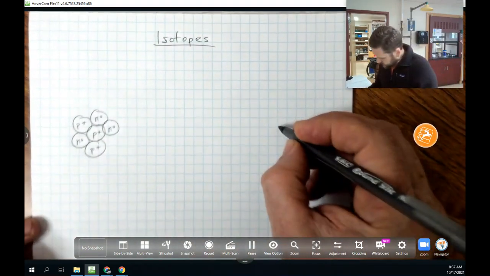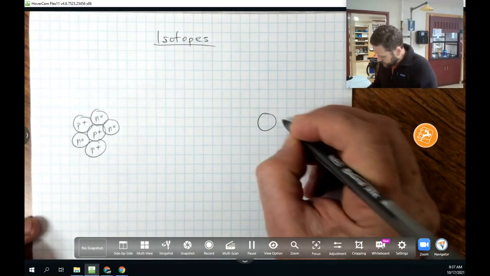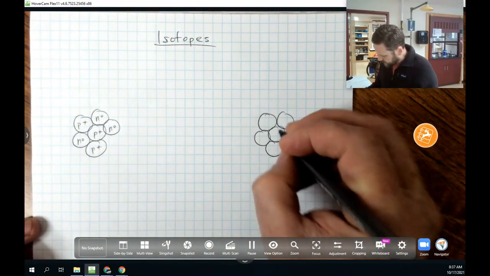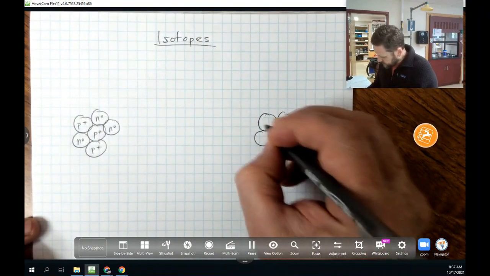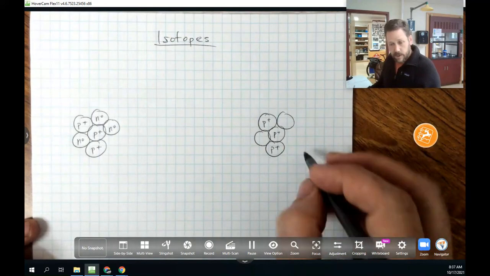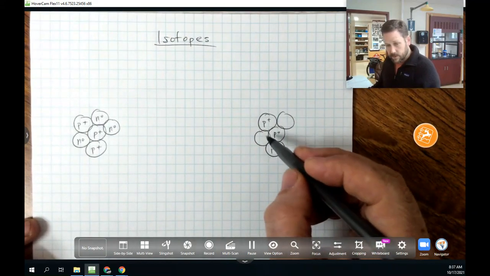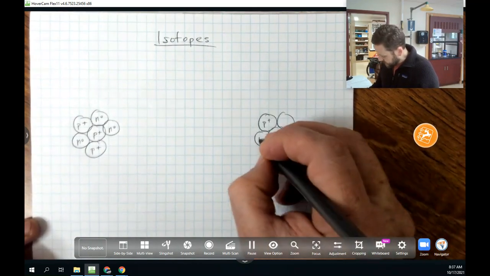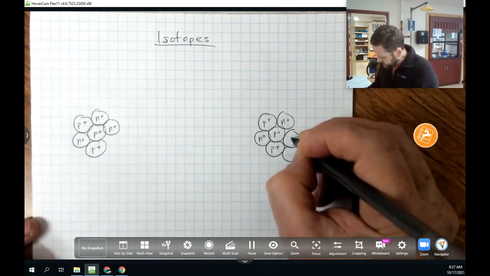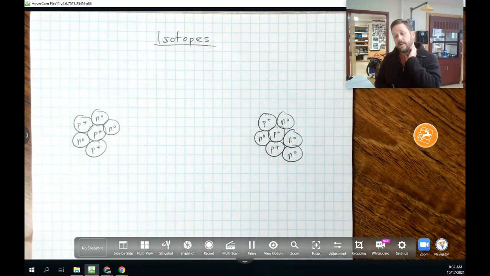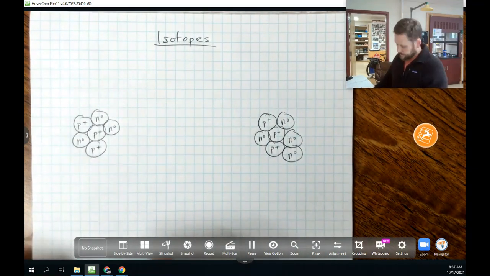And I'm going to do the same over here. And again, I'm going to draw these fairly large, but in this case, we're not going to draw 6. We're going to draw 1, 2, 3, 4, 5, 6, 7. This one's got an extra neutron. So 7 circles in all. Still 3 of them are protons, but now 4 of them are neutrons.